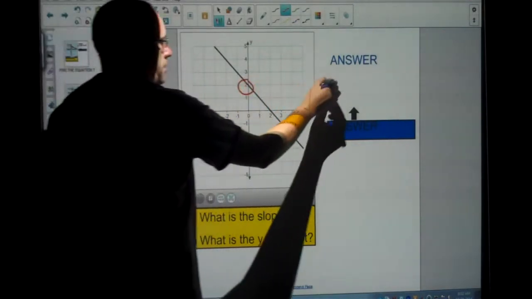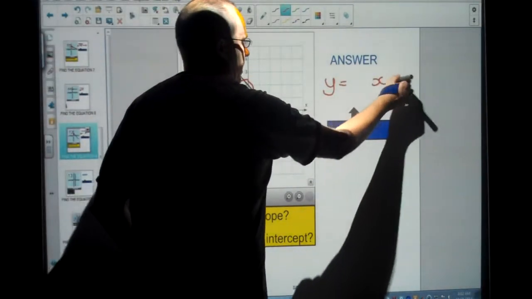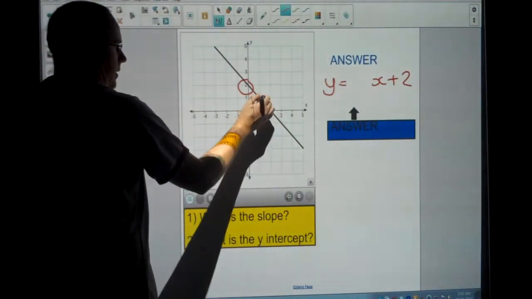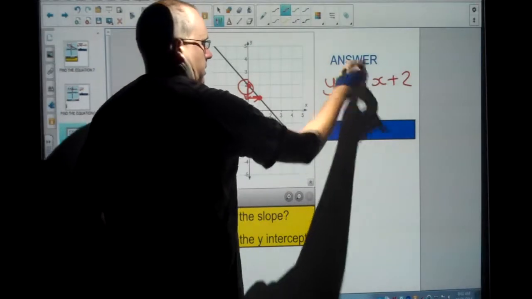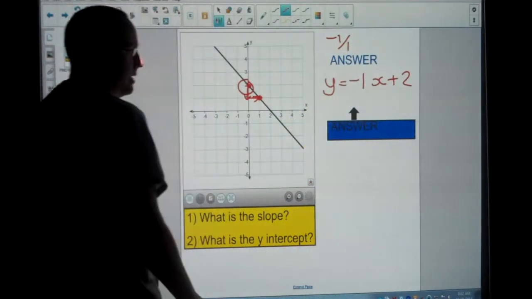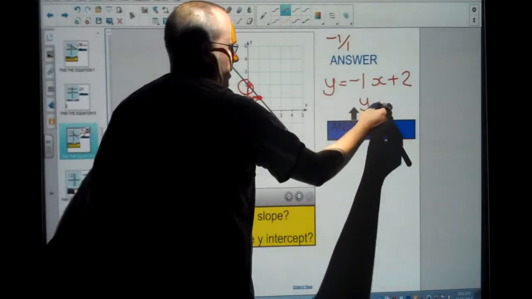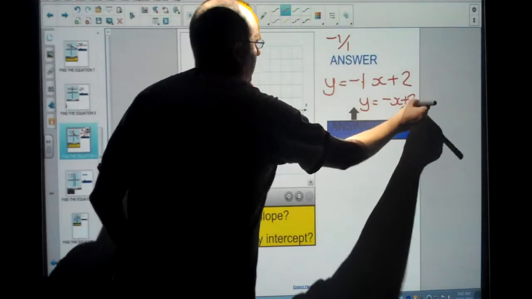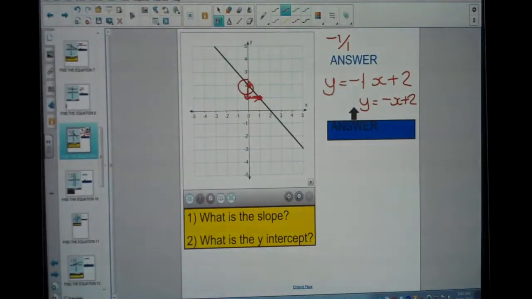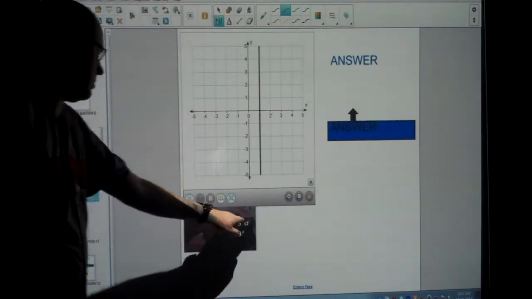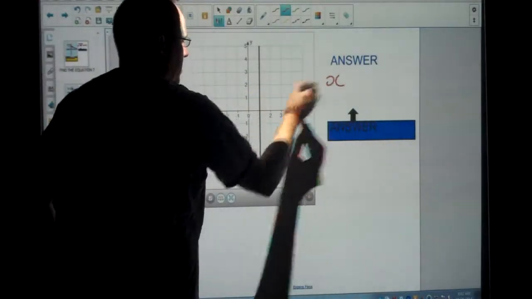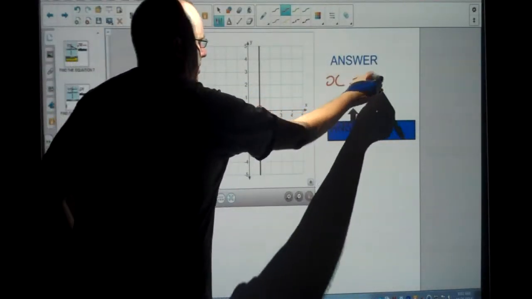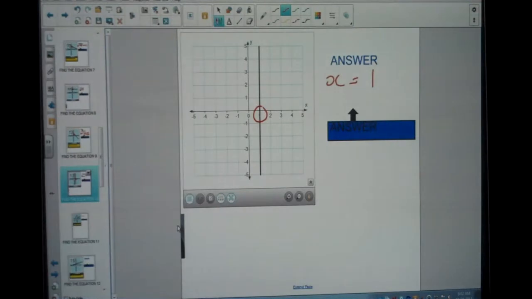This one goes through 2, so y equals something x plus 2, and find some points that lie on the line. Down 1 across 1, -1 over 1 is -1, and even better for this question, as it is 1, we don't actually need to write the 1, so we can just say it's -x plus 2. Vertical lines, we should know what x equals, and then we just look at where it passes through, which is 1, so x equals 1.